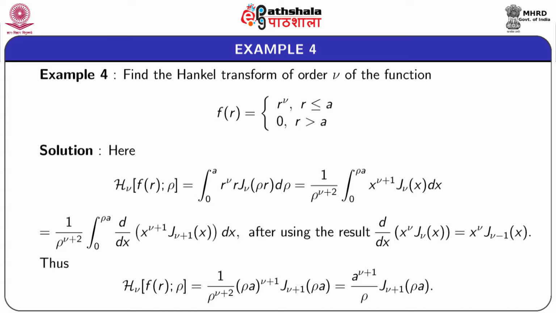So, the Hankel transform of order nu for the function f(r) is equal to 1 by rho to the power nu plus 2 into (rho a) to the power nu plus 1 after evaluating this integral, and that is equal to a to the power nu plus 1 by rho J nu plus 1 rho a.